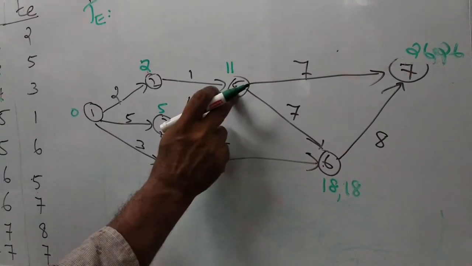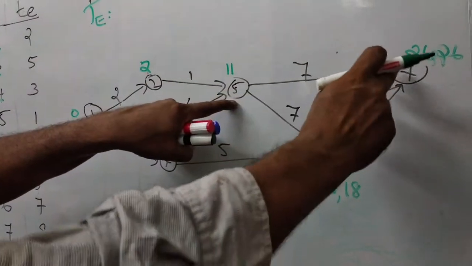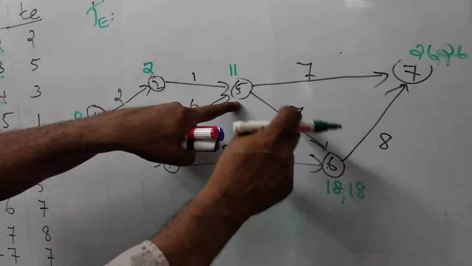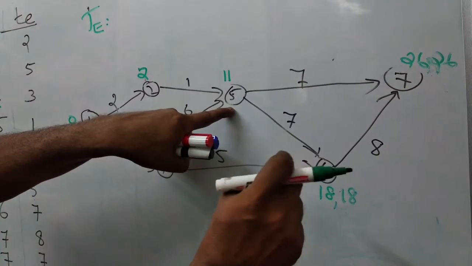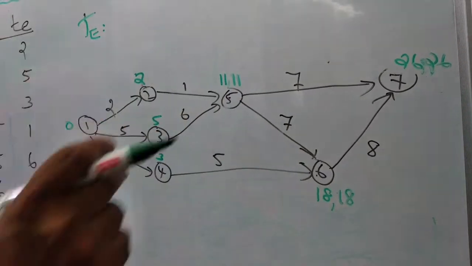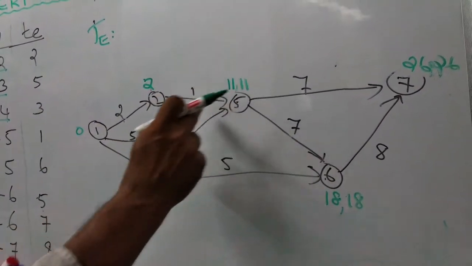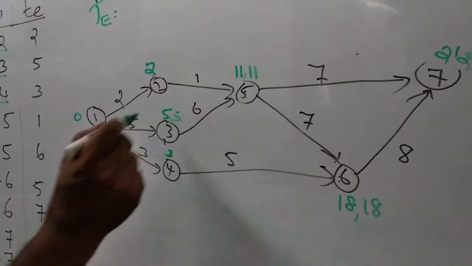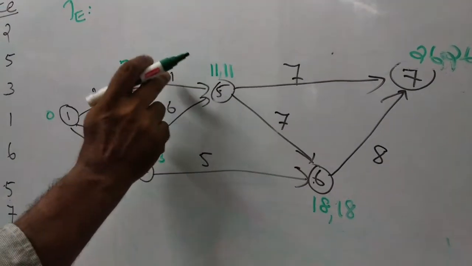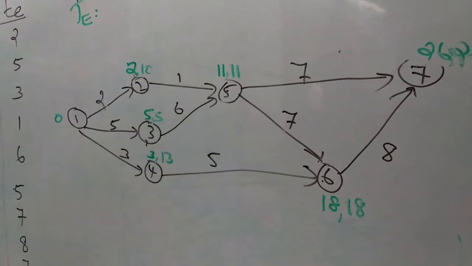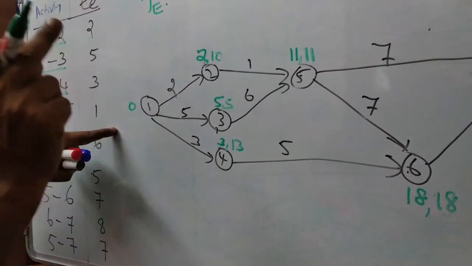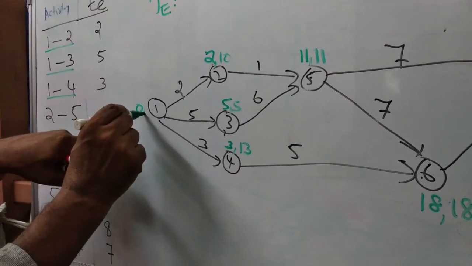Then for 5, there are two options, 6 to 5 and 7 to 5. 18 minus 7, 11. 26 minus 7, 19. We take the minimum in backward computation, whereas in forward computation we take the maximum. Then 11 minus 6, 5, no other alternative. 18 minus 5, 13, no other alternative. 11 minus 1, 10, no other alternative. For 1, there are different alternatives: 5 minus 5, 10 minus 2, 13 minus 3. Minimum is 5 minus 5, which is 0.